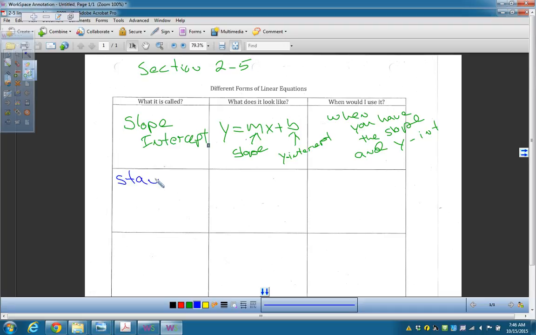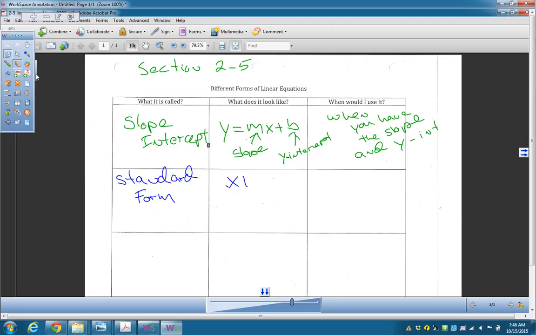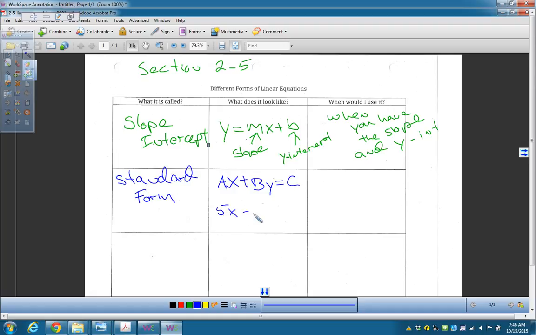Standard form of a linear equation looks like this: capital A x plus B y equals C. So for an example, let's write one of the examples that we had on the board: 5x minus 4y equals 20.